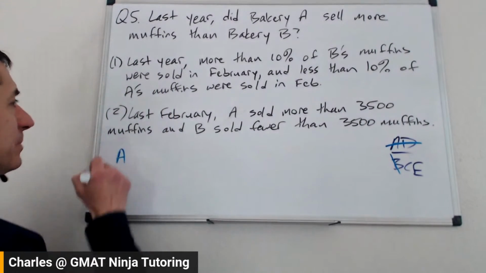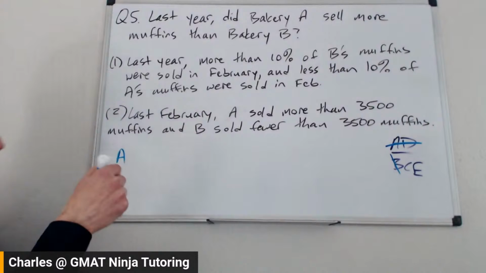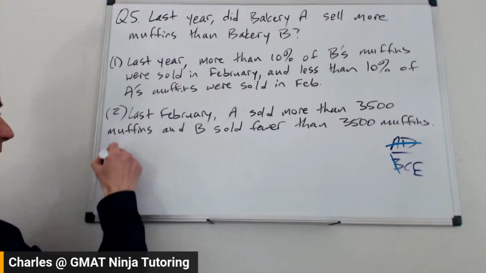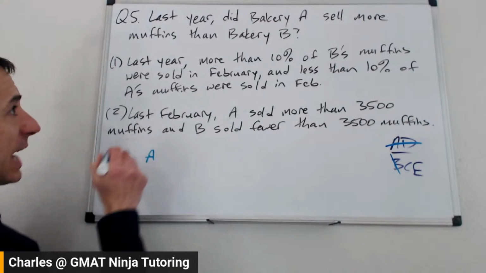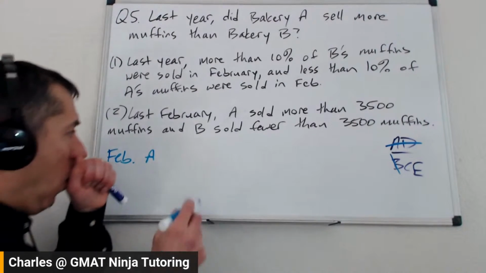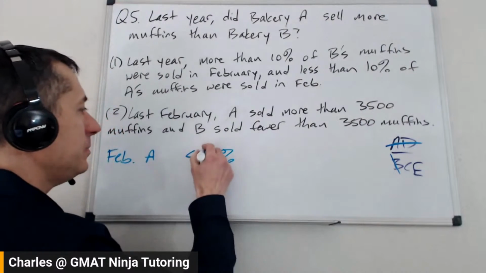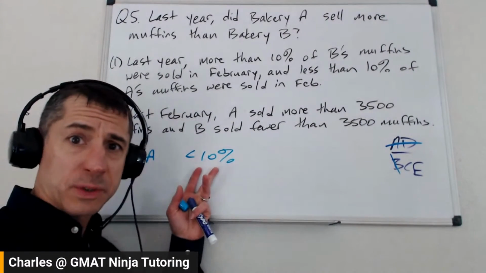So for A, what do we know about February for A? Well, we know that in February, and I'll write that here too, just to be clear. So February for bakery A, excuse me, that's less than 10% of their total annual sales.